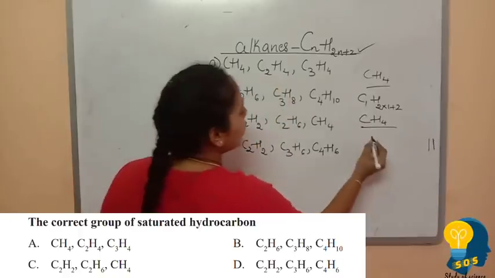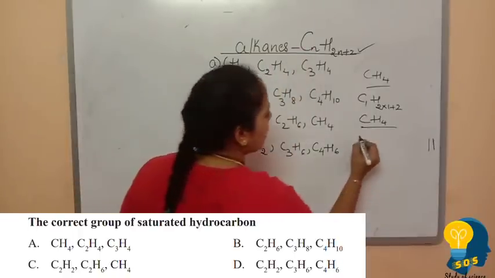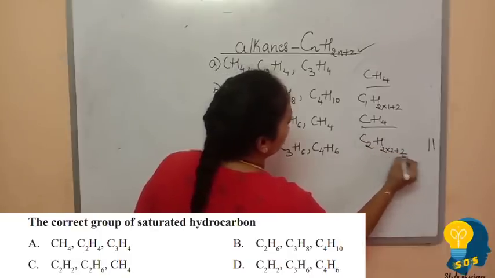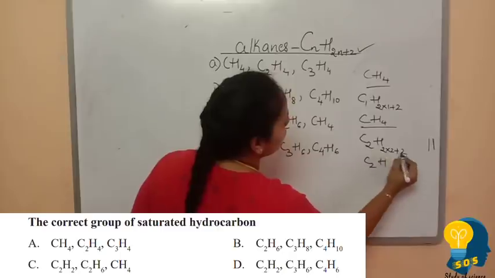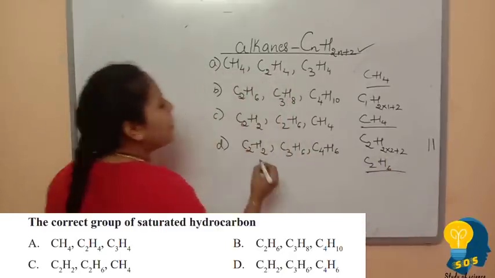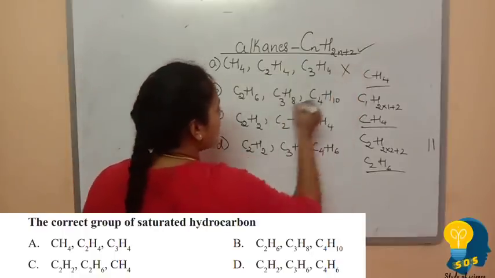C is equals to 2. So when C is equals to 2, we have to make N is equals to 2. Okay. So here C2H2 into 2 plus 2. We have to get C2H2, 2s are 4 plus 2 is 6. So we got C2H6. But here there is C2H4. So it is not the right answer. First one is not the correct answer.